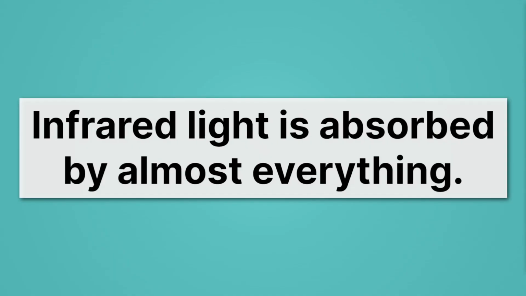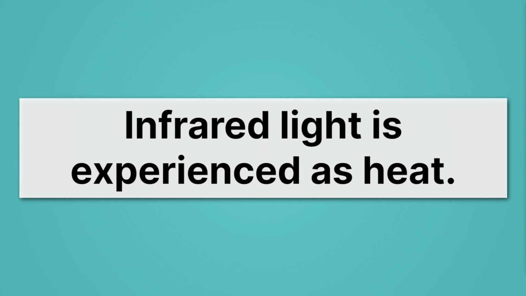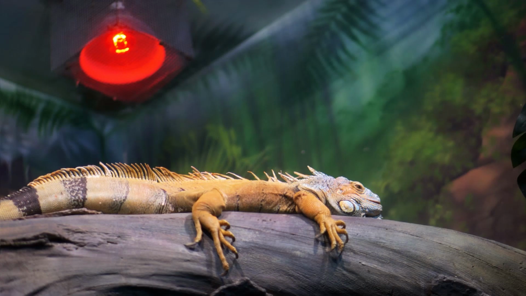Here's the thing, infrared light is absorbed by almost everything. And so that means that it would be really bad for long distance communication. You might notice if you try to communicate with your remote control to your TV, that if you block it with your couch even, it will not reach the TV. Infrared light is experienced as heat. So if there's a bunch of infrared light, you'll feel heat, just like this lizard here.